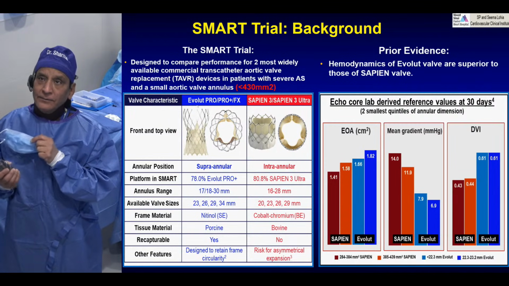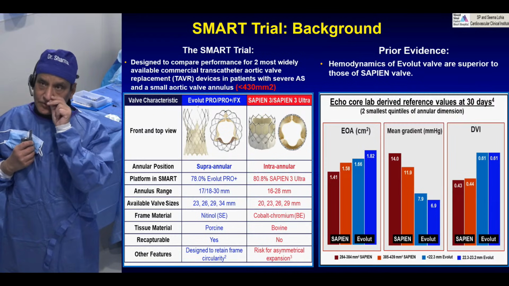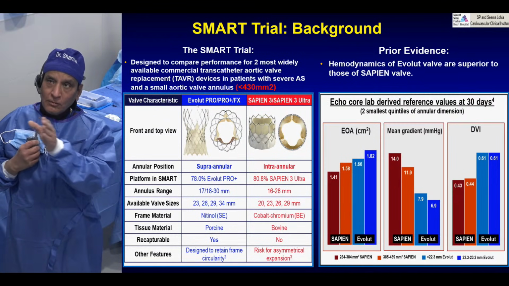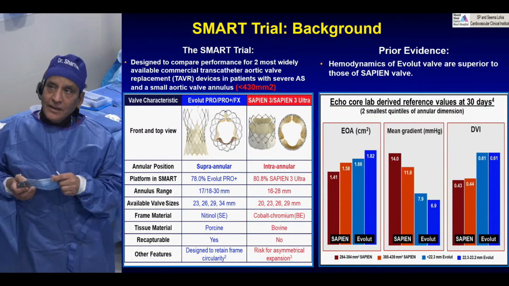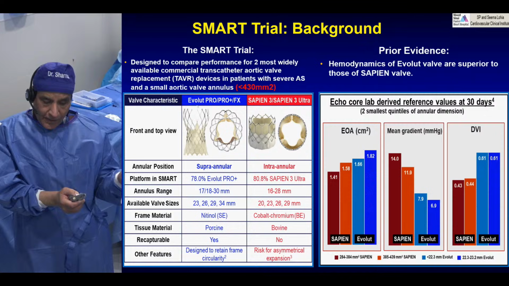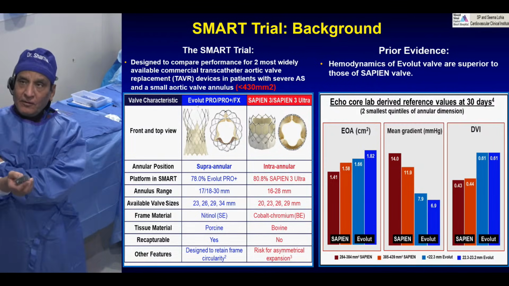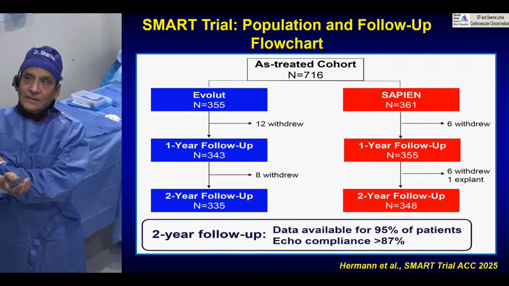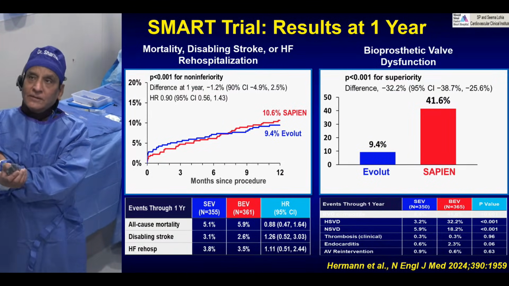The comparison was in a small aortic annuli, less than 430 millimeter square, Evolut Pro or FX compared to Sapien 3 Ultra, and it basically showed, as the earlier data were before randomization, that Evolut will give you a better platform hemodynamically, and that actually happened. This is now the 2-year follow-up of these patients. This was the 1-year follow-up.